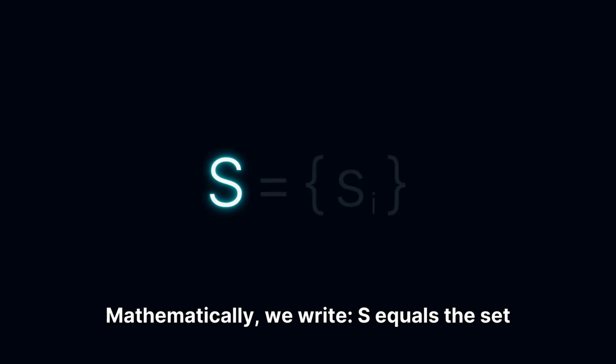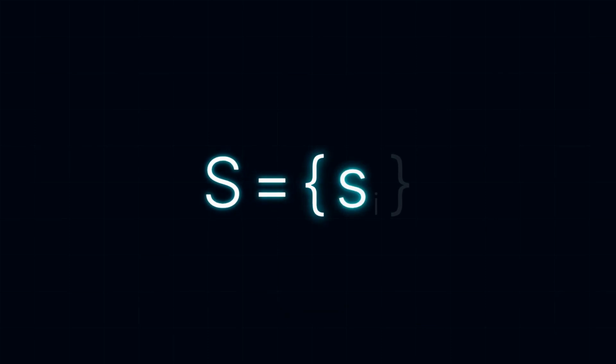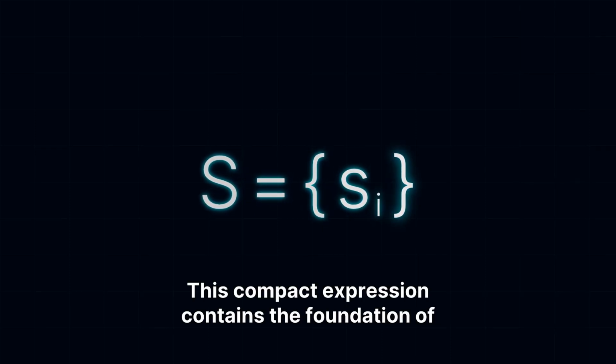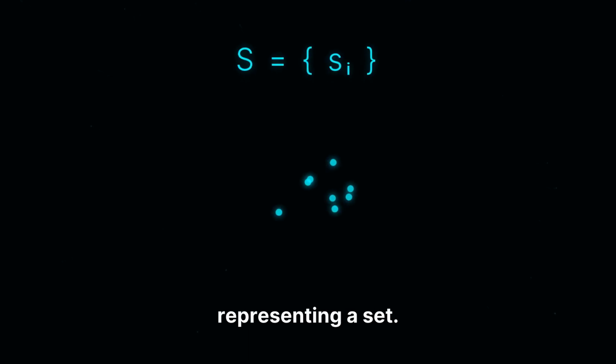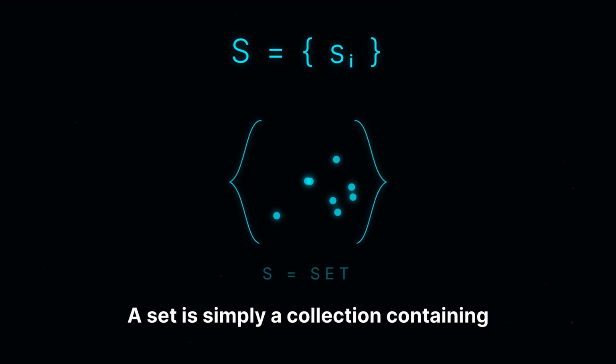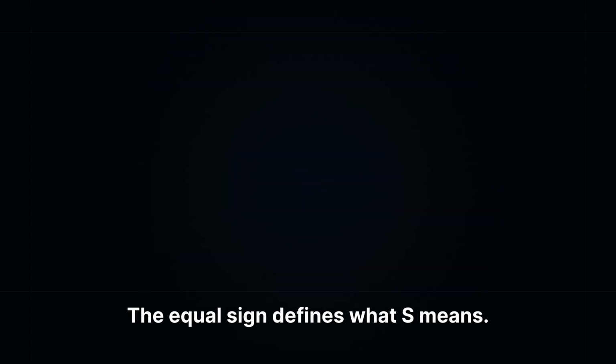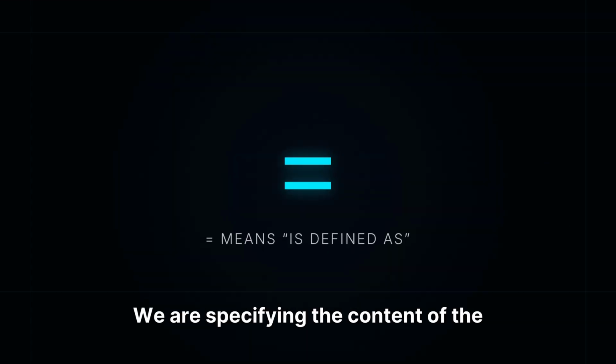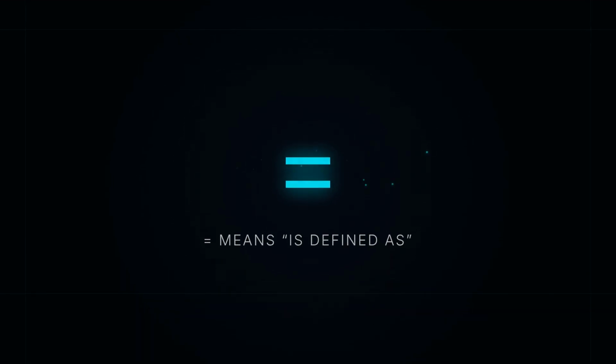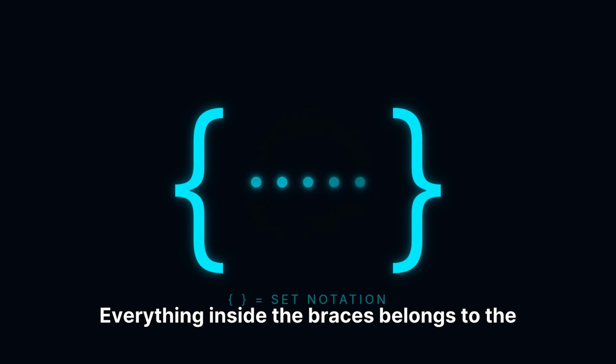Mathematically, we write S equals the set of S sub i. This compact expression contains the foundation of the framework. The symbol S is a capital letter representing a set. A set is simply a collection containing elements. The equal sign defines what S means. We are specifying the content of the collection. The curly braces represent a set. Everything inside the braces belongs to the collection.